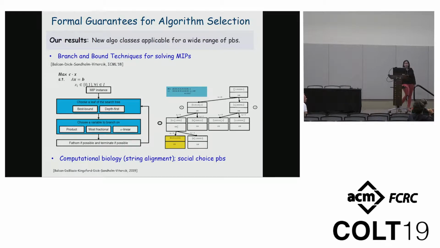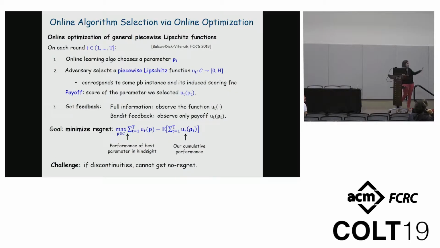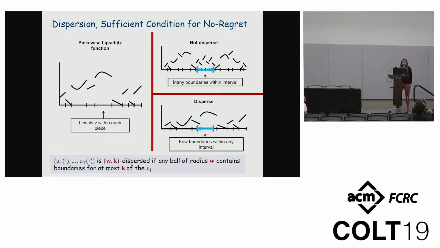I have 30 seconds left. I just want to mention that you can also think about the online learning version of the problem, and this becomes even more exciting technically. Why? Because, as I mentioned, the corresponding cost functions have sharp discontinuities, and in the worst case, you might not be able to achieve no regret, as we all know, for example, even for learning threshold functions. In a FOCS 18 paper, we identified a sufficient condition on the cost functions, which we call dispersion, that is sufficient for achieving no regret.